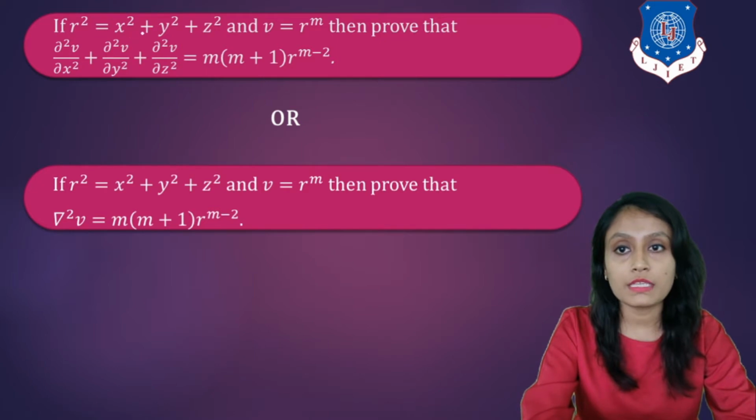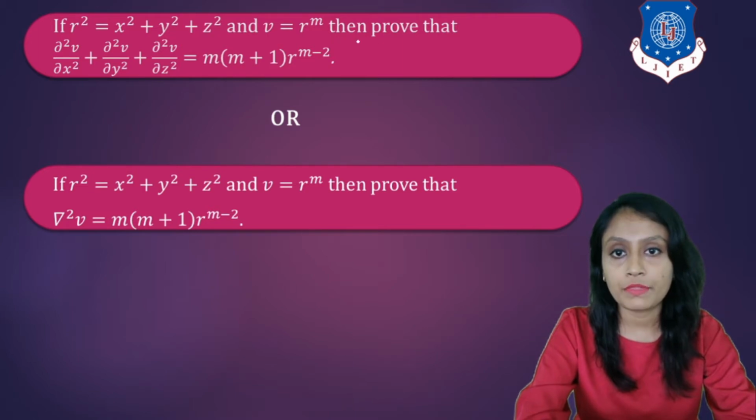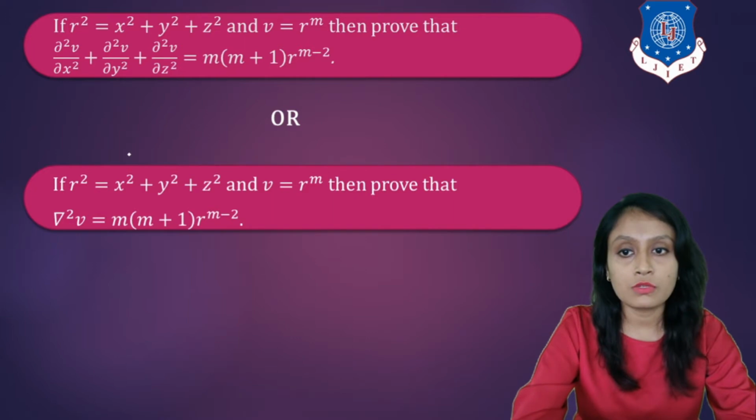If r square is equal to x square plus y square plus z square and v is equal to r raised to m, then prove that del square v by del x square plus del square v by del y square plus del square v by del z square is equal to m into m plus 1 into r raised to m minus 2.